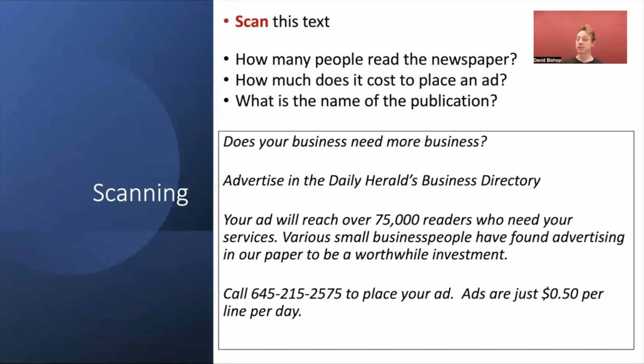All right. So hopefully you were very quick and able to pinpoint the answers to these three questions. How many people read the newspaper? If you answered 75,000 readers, you're absolutely right. How much does it cost to place an ad? 50 cents per day. And what is the name of the publication? It's the Daily Herald, or if you want to really be specific, it's the Daily Herald's business directory.